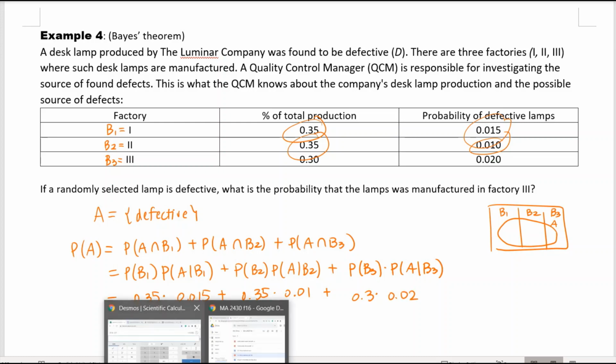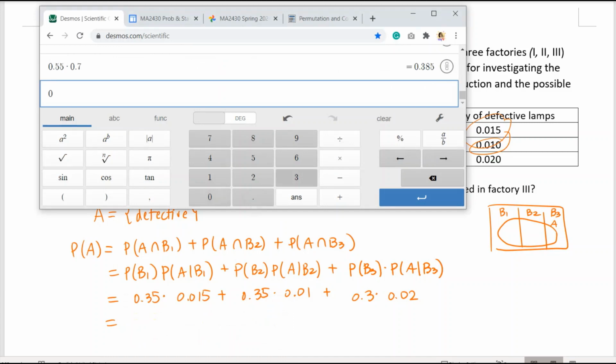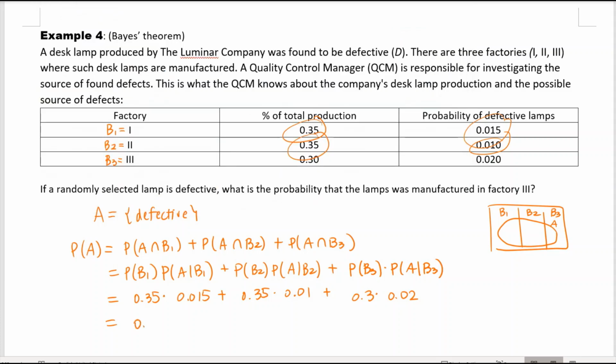Alright, so plug this into our calculator. 0.35 times 0.015 plus 0.35 times 0.01 plus 0.3 times 0.02. So the answer is 0.01475. So this is P of A.